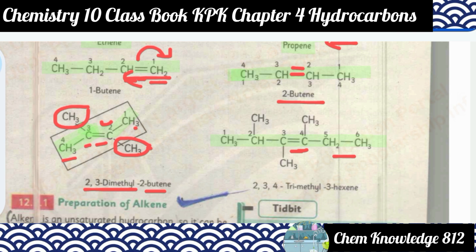So we can say that this is the carbon number 1, this is the carbon number 2, and this is the carbon number 3. If we start from left to right, we can say that this side has more branches, so more alkyl groups. So this is the chain of 6 carbon atoms.